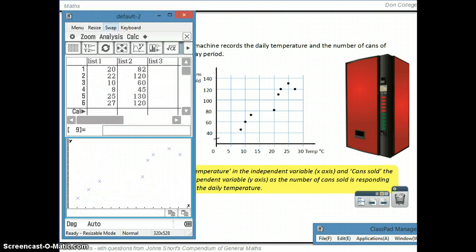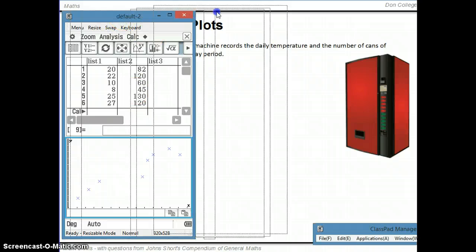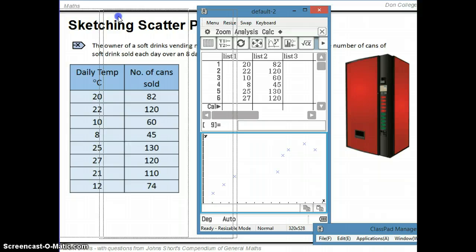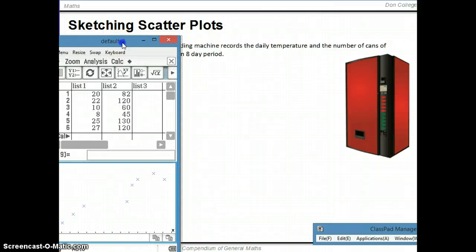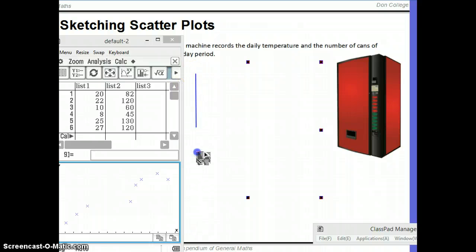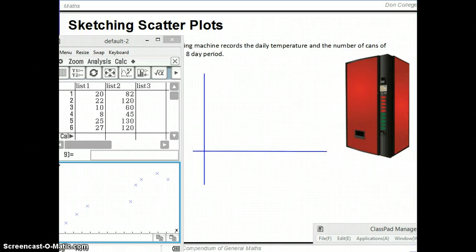Now what we're going to look at next is copying this plot across, so sketching that scatter plot. You don't have to draw this out if it says to sketch it on graph paper or anything like that, but you do have to use a ruler for your axes. So you draw it like that, and then you'd put each point on like that.